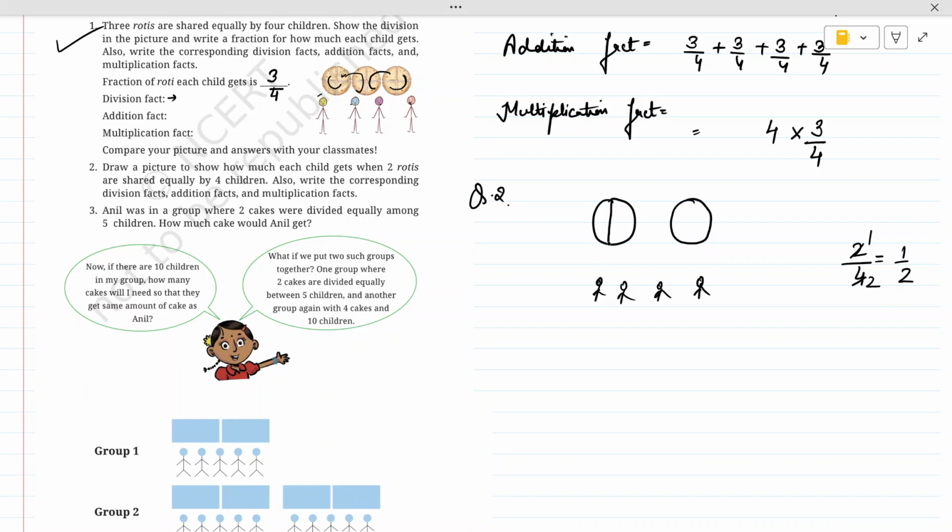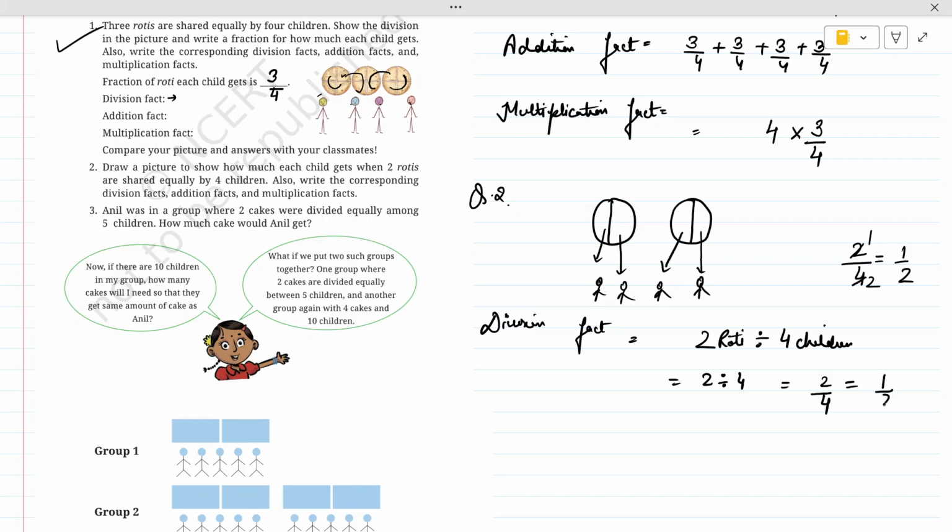So I can say this child will get this half, this will get this half, and this will get this half. So here we can see each child will get the half of the roti. Now, if we have to write the division fact here, 2 rotis will be divided into 4 children. Okay. So this will be 2 divided by 4, which is equivalent to 2 by 4. Or when we simplify, half. So every kid is going to get half roti.